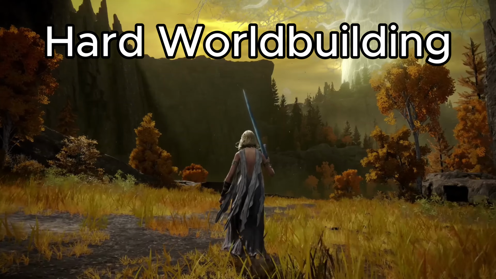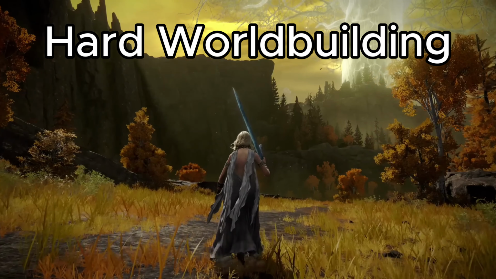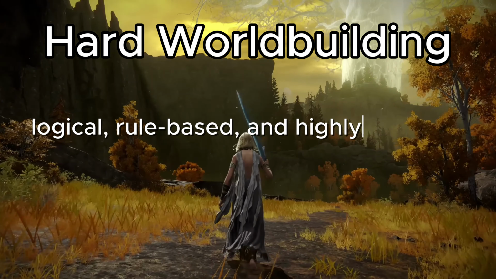Hard world building focuses on creating logical, rule-based, and highly detailed systems. Think of it like a precision machine. Everything works under strict rules, whether it's magic, politics, economies, cultures, or even the cosmos. The first name that comes to mind here is, of course, the father of modern fantasy, John Tolkien.